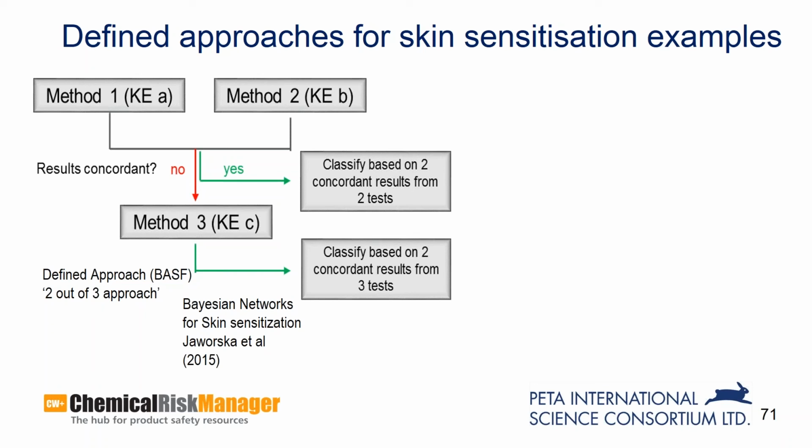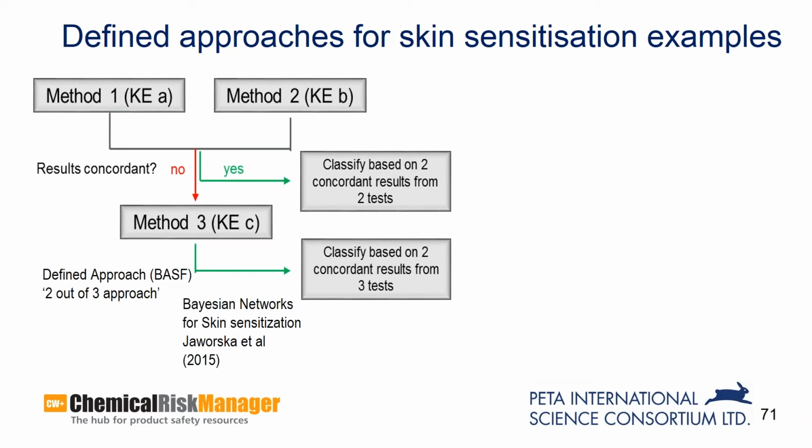And really one can think of this as a majority approach of, if I do a test in one key event assay, so I do a test in the peptide depletion assay, for instance, and then I do a second test, and then I do a third test, I take the best out of 3. So if I have 2 that come out with the same answer suggesting that I have a sensitizer, I can stop there. If I'm getting conflicting results, I'll do a third test and then take the most conservative outcome from that first test. And that really summarizes a 2 out of 3 type of approach.